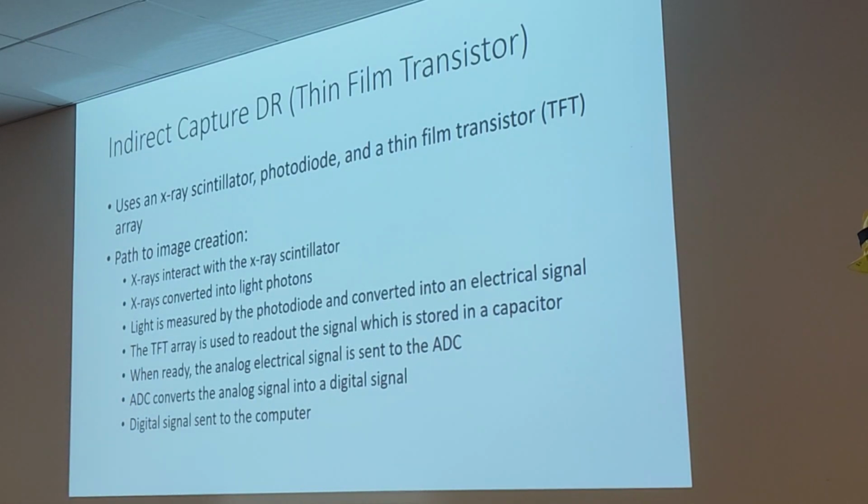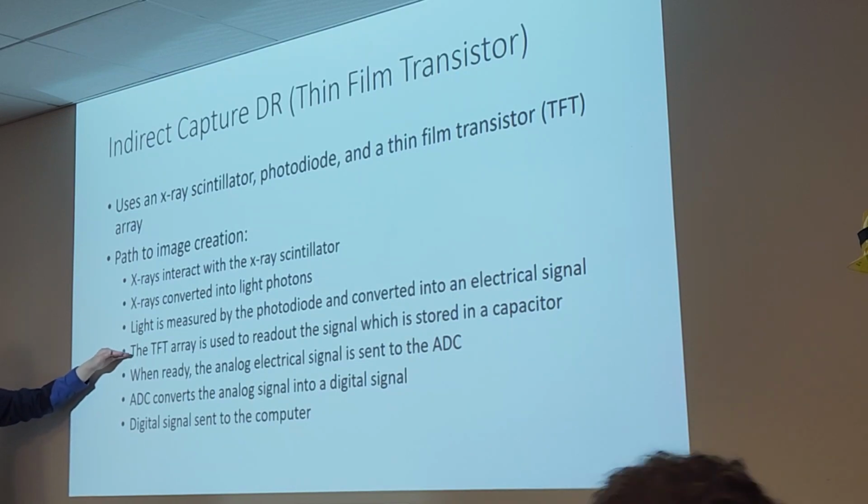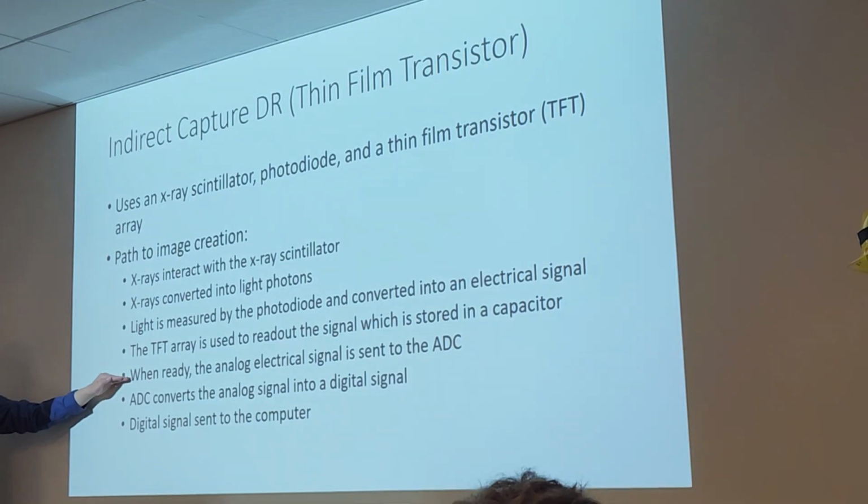So let's take a look. X-rays interact with the scintillator. The scintillator does its job, turns the X-rays into light. The light goes to the photodiode. The photodiode turns that into an electrical signal. That signal then goes to the TFT array, which stores that in a capacitor. When ready, the signal from the capacitor is then sent to the ADC, which then turns it into a digital signal that then goes to a computer.